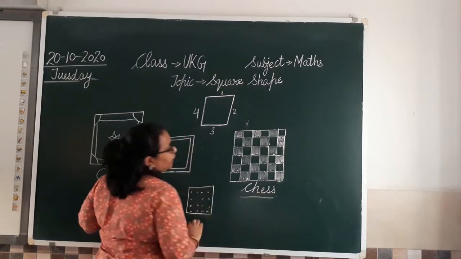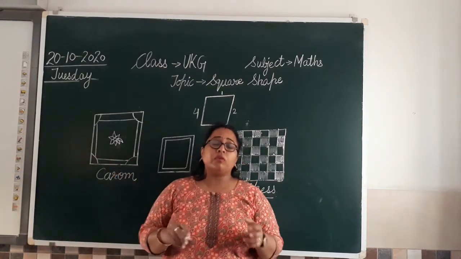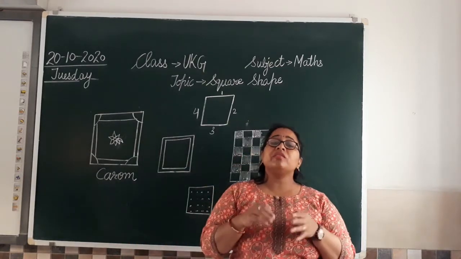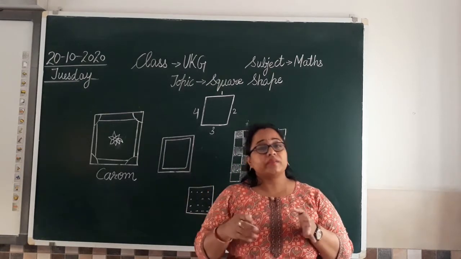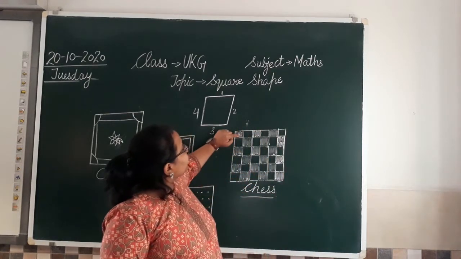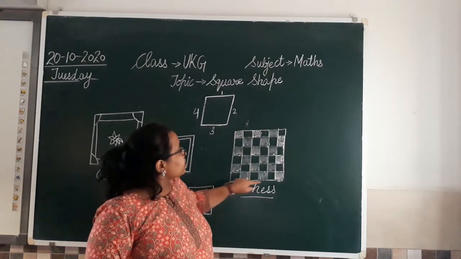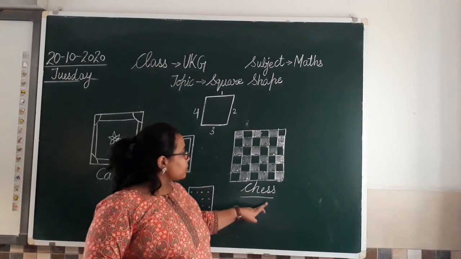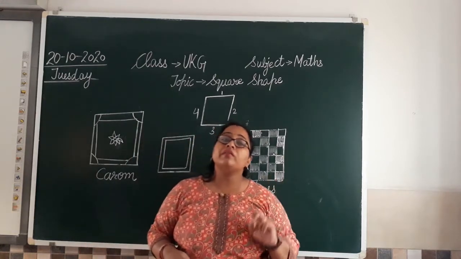Now chess is a game, you must have seen it, we have one in the school sports room also. You must have seen a board which is having black and white squares. See, now what you have colored here, this is white and black. Squares are made like this in it, isn't it? So that game is called chess. So that chess board is also square in shape.